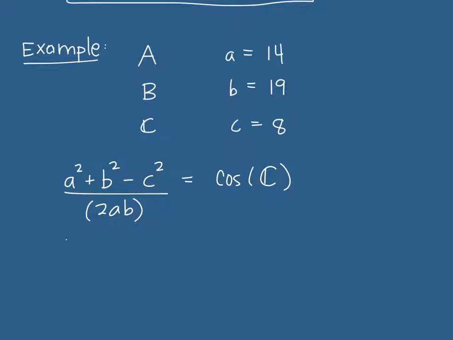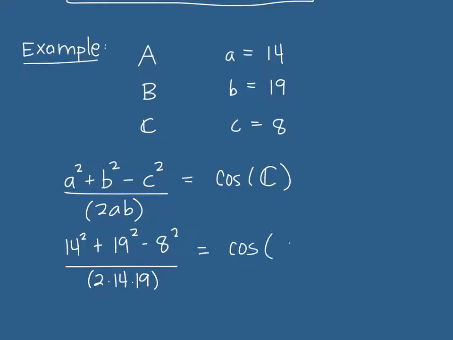And so we put in 14 squared for A, 19 squared for B, 8 squared for C, over 2 times 14 times 19, and that would be equal to the cosine of angle C.